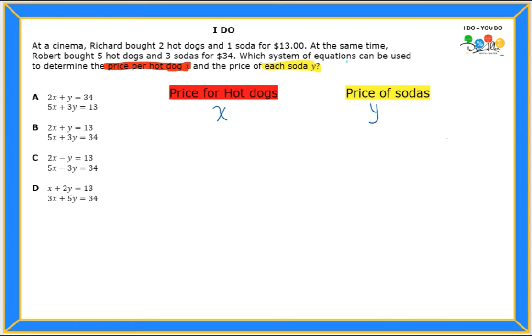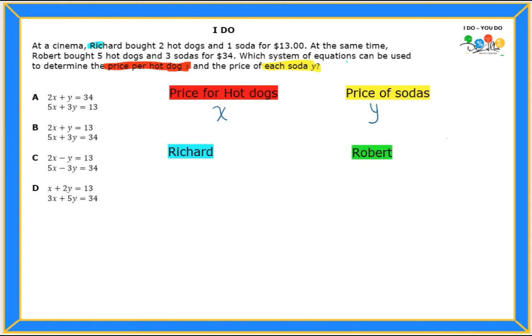So I'm going to go back to the question, and now I'm going to read about Richard. And who's the other one? Robert, right? Once I find out what each one of them bought, then we can write down the equations. So let's go with Richard. He's the first one in my list.